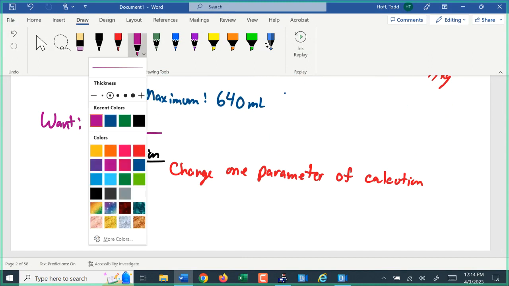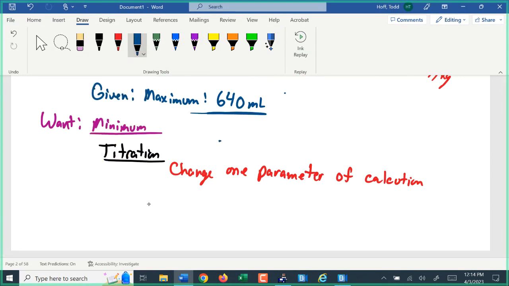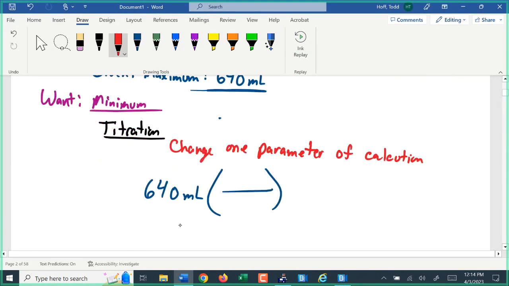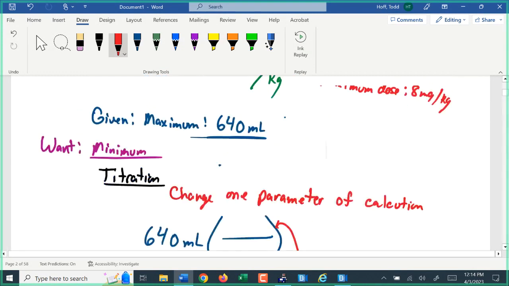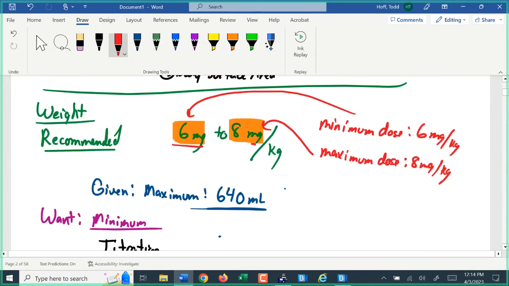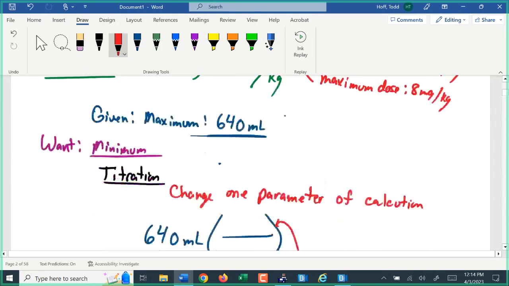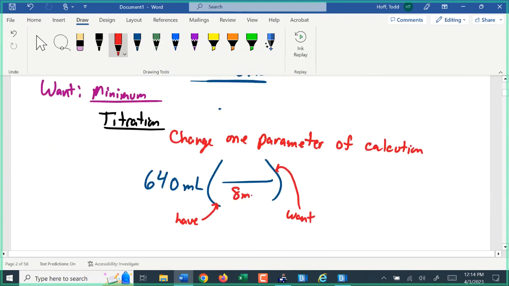So the way we do a titration is we take the known dose, in this case, 640 milliliters, and then we multiply it by a ratio or a fraction. This ratio is going to use what we have on bottom and what we want on top. So what we have used here in this 6 milligram to 8 milligram per kilogram recommended range, we have used the 8 milligrams per kilogram. So that goes on bottom. We want the 6 milligrams per kilogram. That's going to go on top.